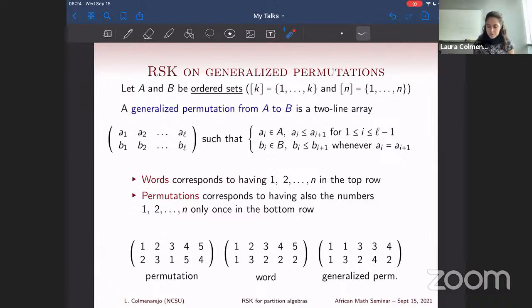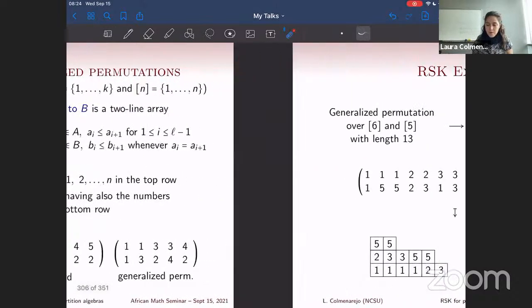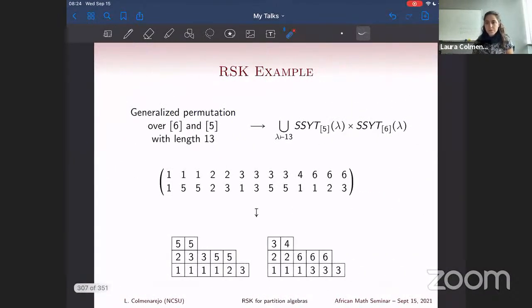And what happens here, you see that the top row is in increasing order, even with repetition. And every time I have repeated entries, then I'm ordering by the bottom. And this is a generalized permutation. So what I want to do is show you step by step, or at least a few first steps, how I can describe this map.